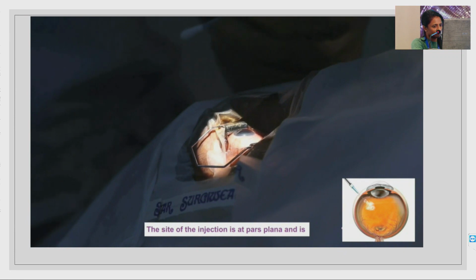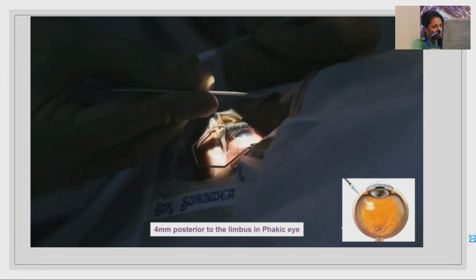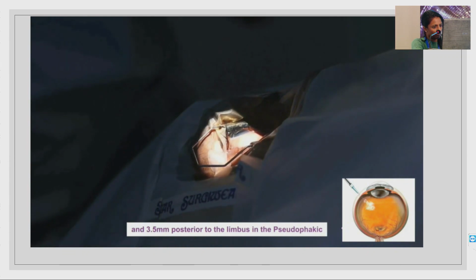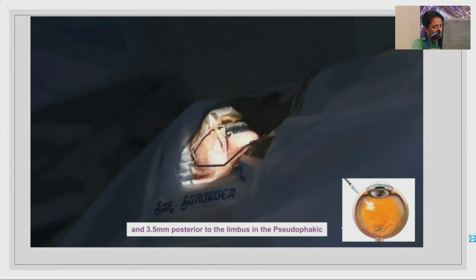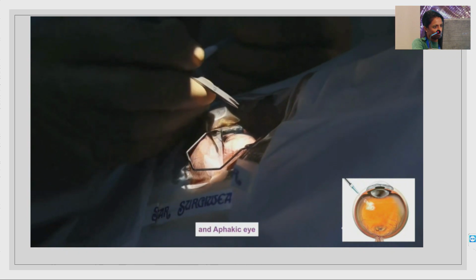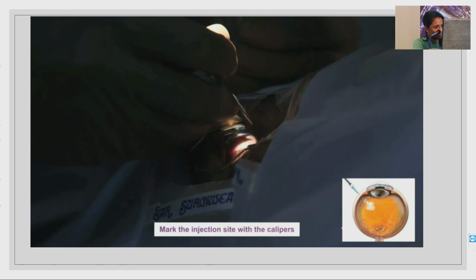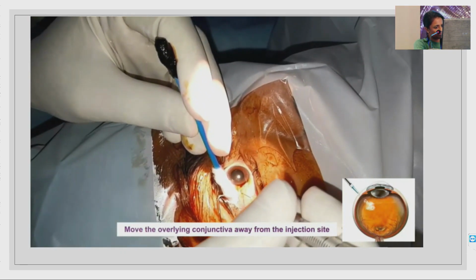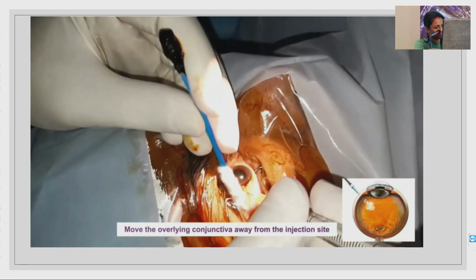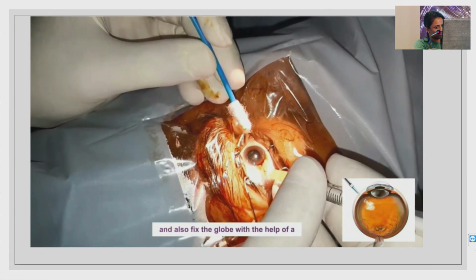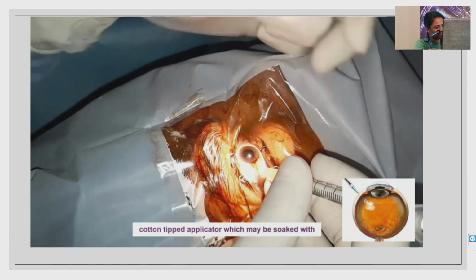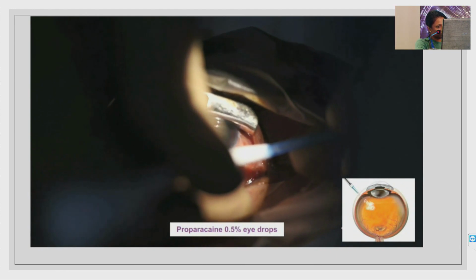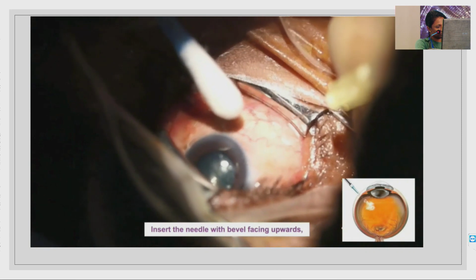The site of the injection is at pars plana and is 4 mm posterior to the limbus in phakic eye and 3.5 mm posterior to the limbus in the pseudophakic and aphakic eye. Mark the injection site with the calipers. Move the overlying conjunctiva away from the injection site and also fix the globe with the help of a cotton-tipped applicator, which may be soaked with proparacaine 0.5% eye drops.